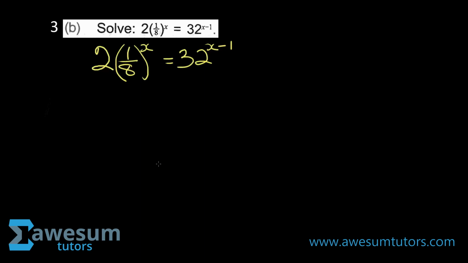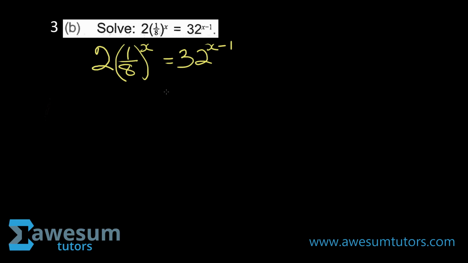Today, we are going to be looking at question 3B of the WASSCE 2019 Mathematics Theory Past Question. The question asks to solve 2 times (1/8)^x = 32^(x-1). First of all, this question is under the topic called index notation and functions, in which you're going to be looking at the laws of indices and exponential equations of functions.